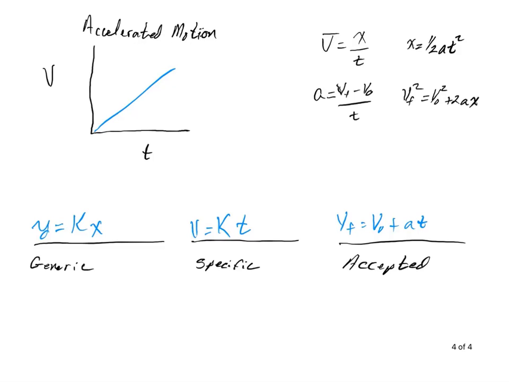In this case, the original velocity was 0, and so it just simplifies to the final velocity is equal to the acceleration times the time. And in this case, the significance of the constant is it tells us what the acceleration is. So that's how you go from a generic equation to comparing it to an accepted equation and seeing what the significance of the constant in the equation is.